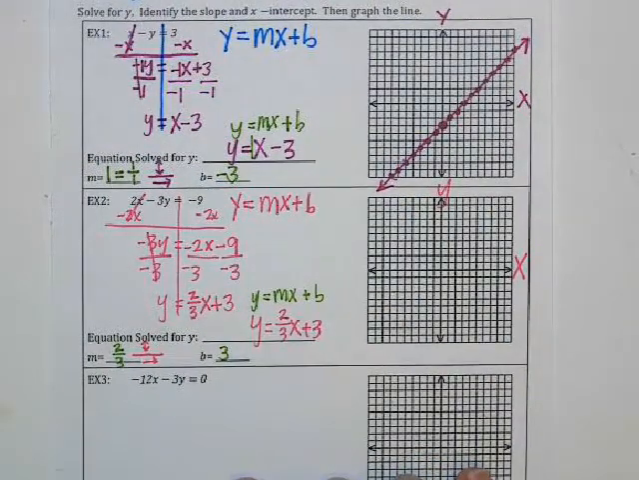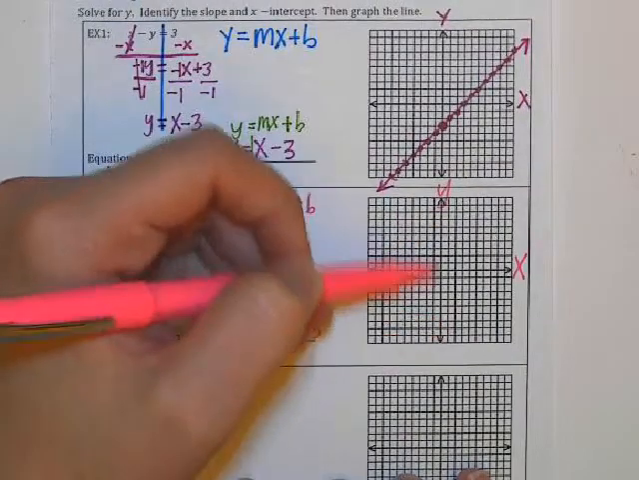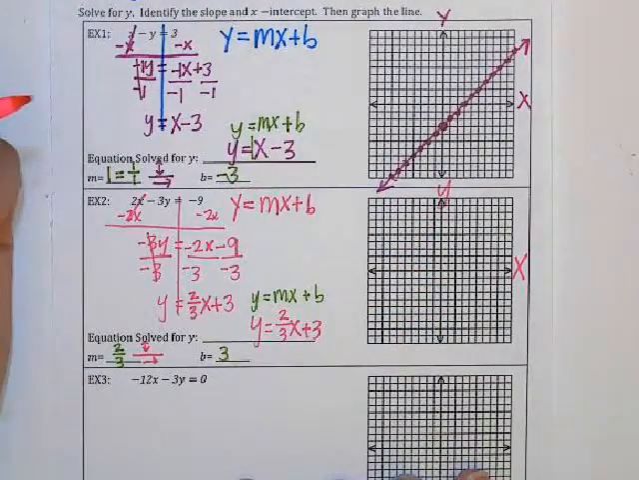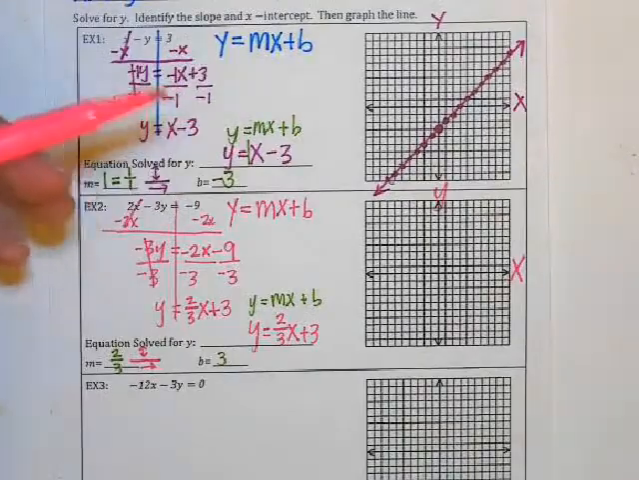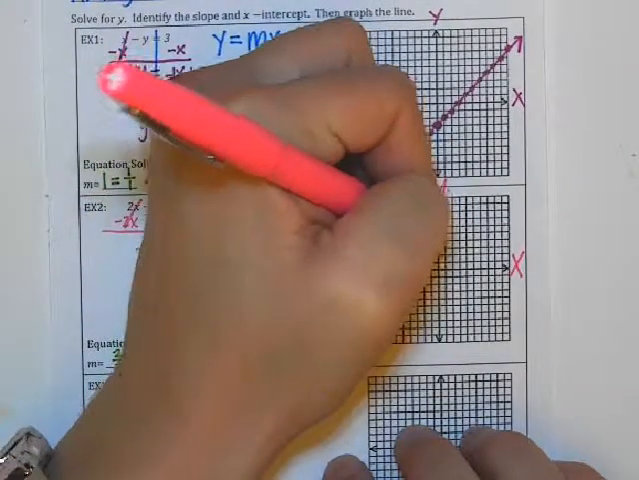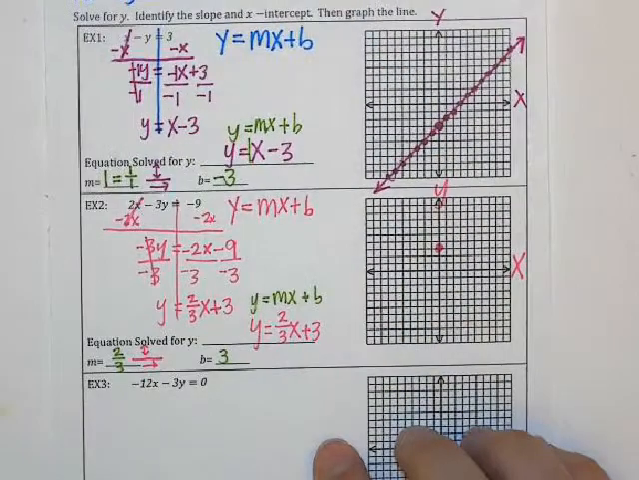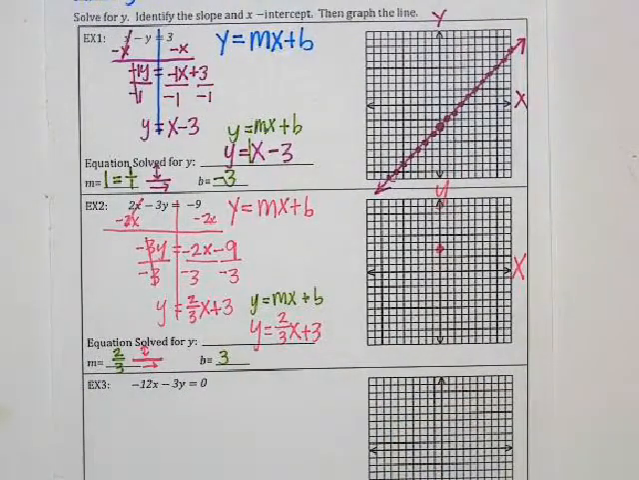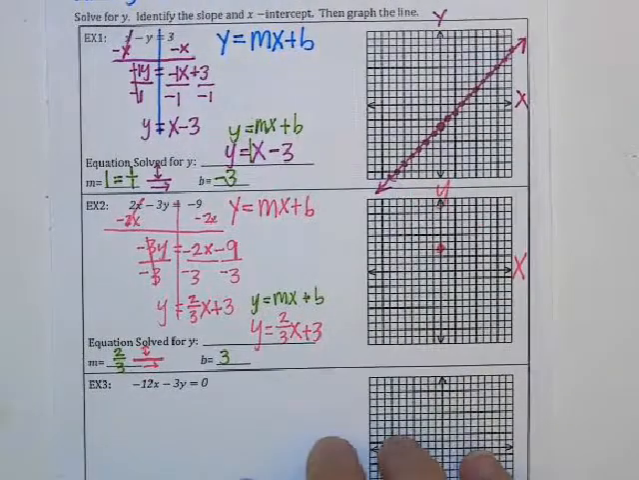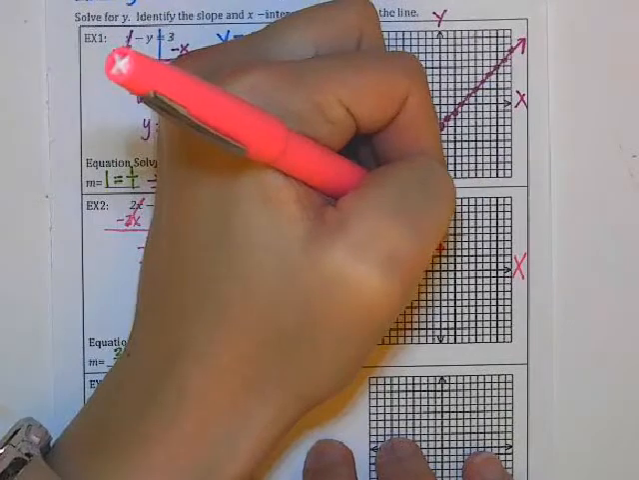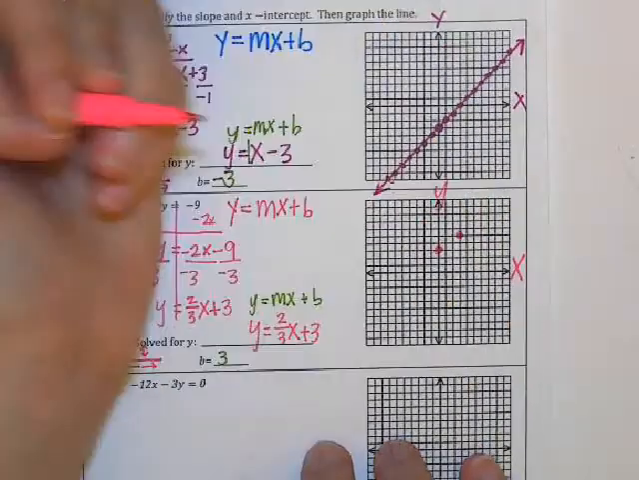Okay, b is my y-intercept, so I got to go to my y-axis and put a dot where? Positive 3. So I'm going to go up 1, 2, 3 and put my dot. Okay. Is my slope positive or negative? Positive. So am I going to go up or down? Up because it's positive. Up how many? 2. Then what? Over 3. Up 2 to the right 3. Put your dot.